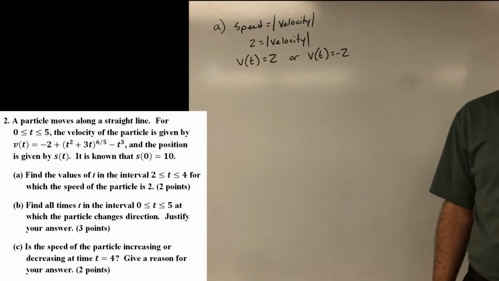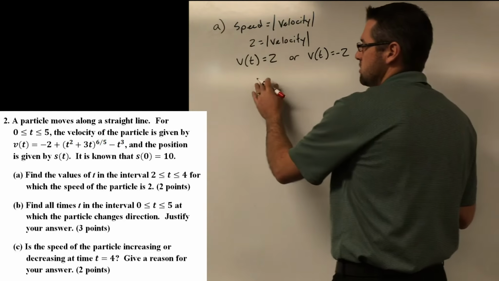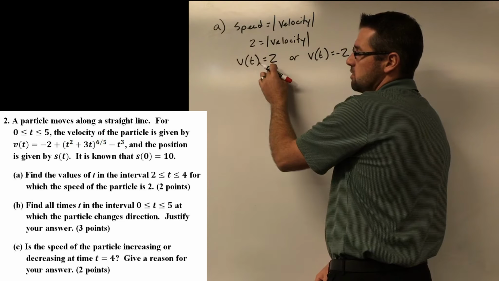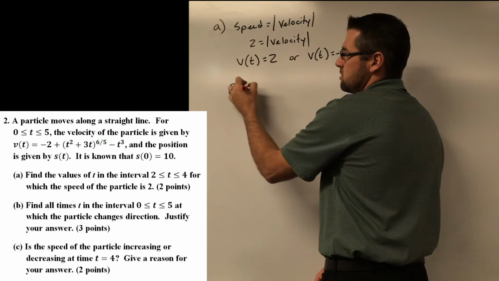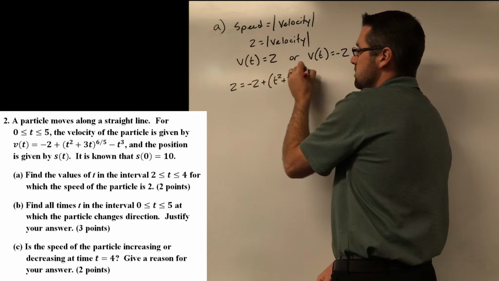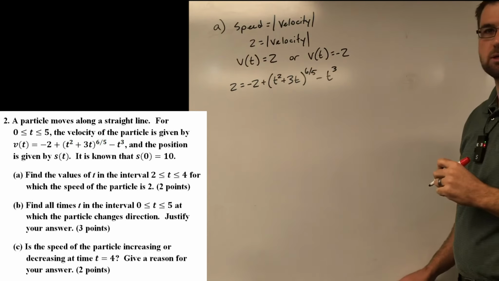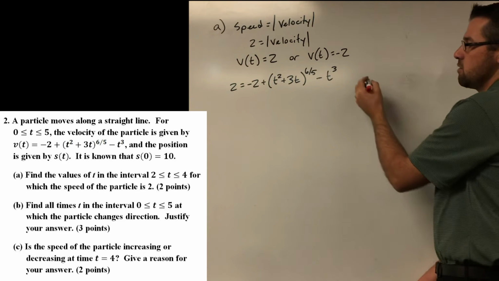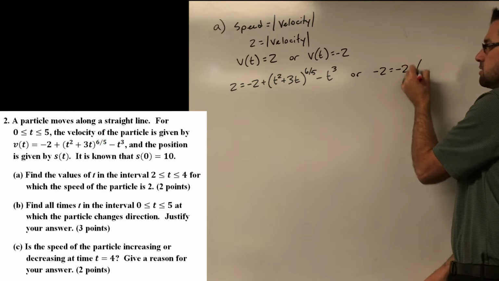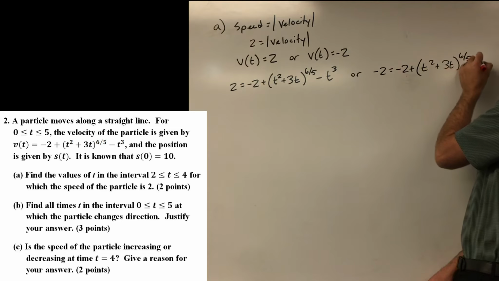It's a calculator-based problem, right? So there's a couple ways to do it with your calculator. I would set that equation equal to 2, so what's it going to look like? 2 equals -2 plus t squared plus 3t to the 6/5 minus t cubed. Right? You guys okay with that? And then what's the other equation? Or -2 equals -2 plus t squared plus 3t to the 6/5 minus t cubed.